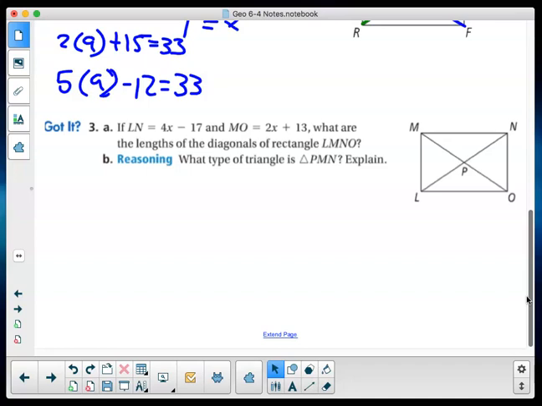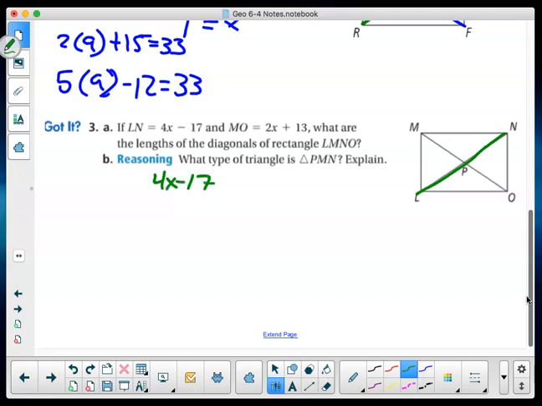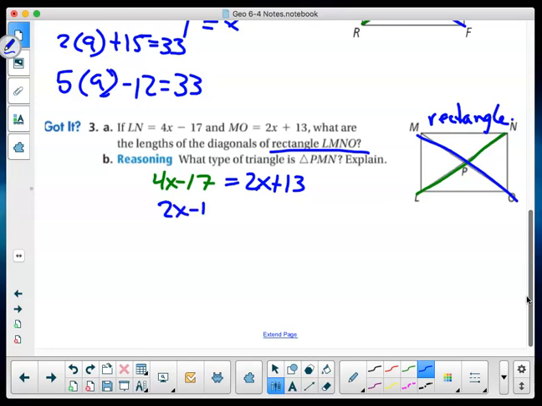Okay, welcome back. LN is 4x minus 17, and MO is equal to 2x plus 13. What are the lengths of the diagonals of rectangle LMNO? Now, I already know this is a rectangle, they told me. So now those things are equal, and for sure this is right, my setup. 2x minus 17 is equal to 13, 2x is equal to 30, and x is 15.